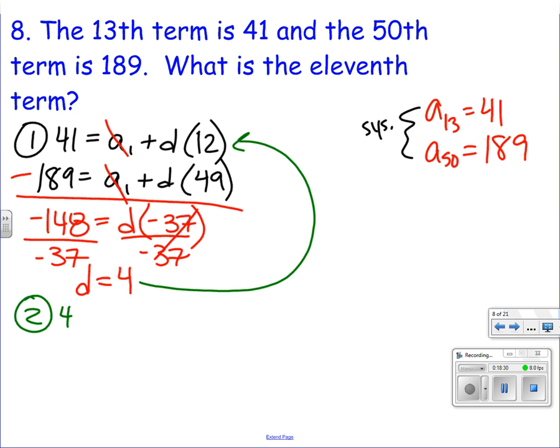So I'm going to write 41 equals, and then, yep, A1. Keep going. 12. Yep, so we're plugging 4 in for the D. Jesse, what do you do next? Yep, so 4 times 12 is 48. Then when you move it over here, you get -7 is A1.